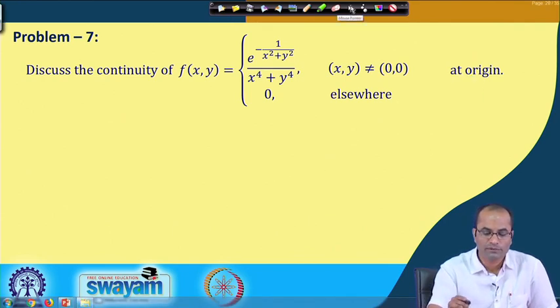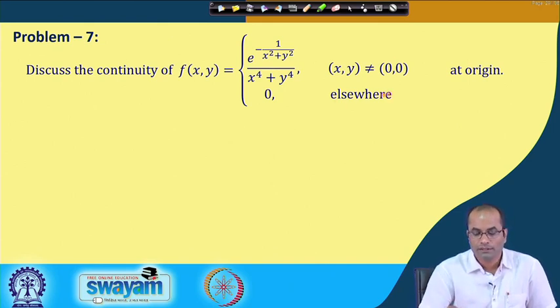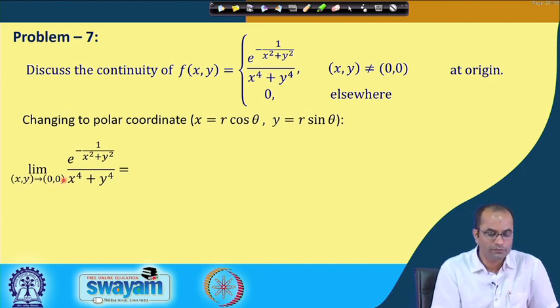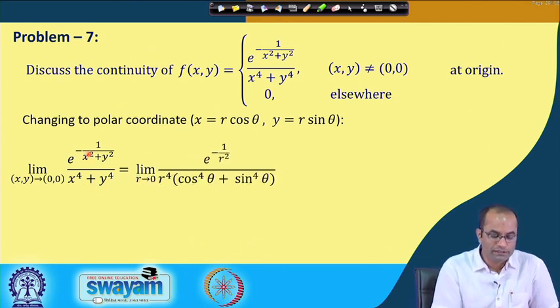The last example we will discuss here is the continuity of this function at the origin. Again we change to polar coordinates, which will simplify the x square plus y square term. As (x, y) goes to (0, 0), we have e power minus 1 over x square plus y square, divided by x 4 plus y 4. Changing to polar coordinates, it will be e power minus 1 over r square, and the denominator will be r 4 times cos 4 theta plus sin 4 theta.